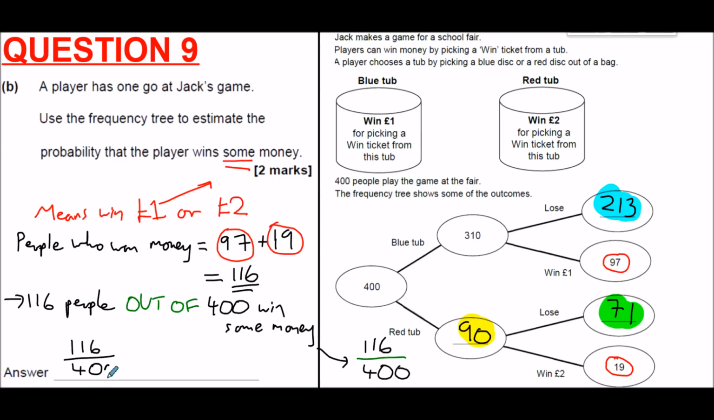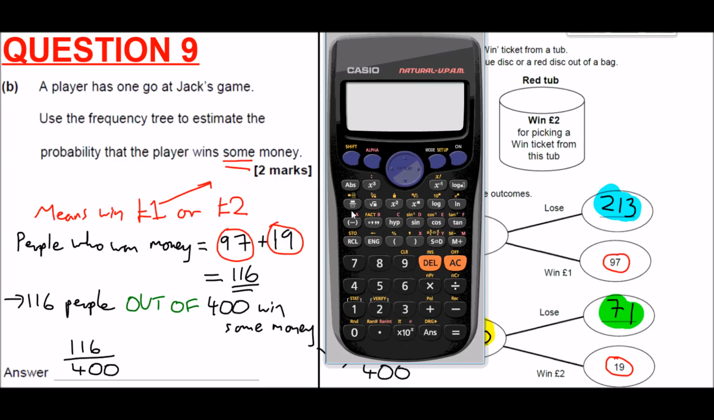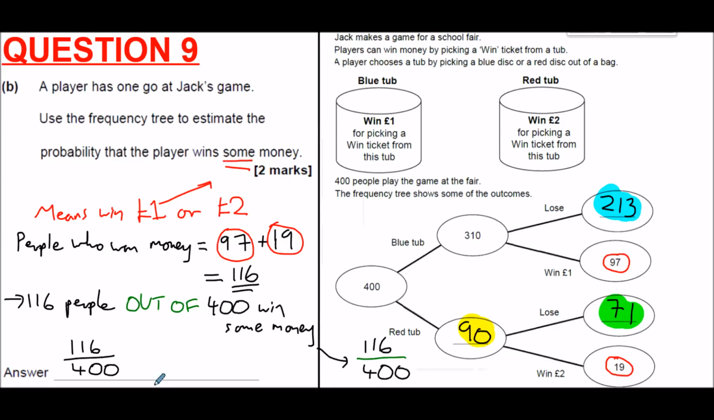If you want to, that can be simplified, but you don't need to worry so much with simplifying down fractions when it's a question about probability. If you want to, you can. So you could either leave it as 116 over 400, or if you'd prefer, you can simplify it down to 29 over 100. So if you feel more comfortable simplifying it down, by all means you can.